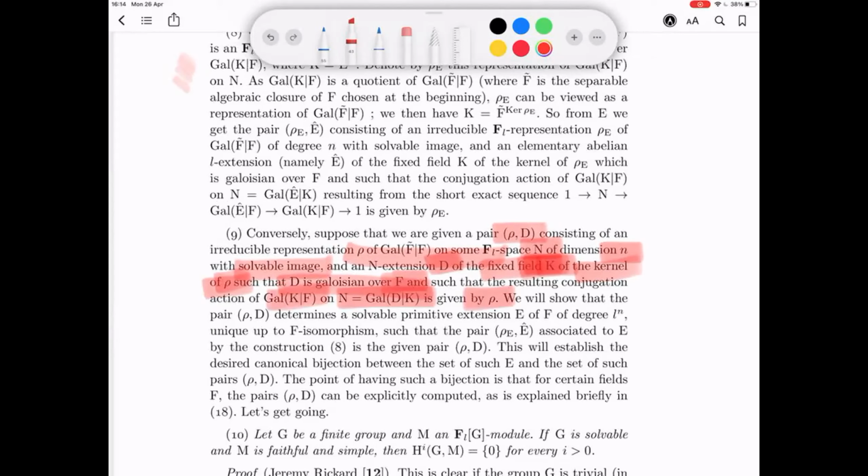So what is the conjugation action? What does it mean for it to be equal to rho? This is something that you should sit down and try to figure out. A conjugation action is there whenever you have an exact sequence like this, where the kernel is a commutative group. Then this quotient acts on this by what is called conjugation. Basically, let me explain that.